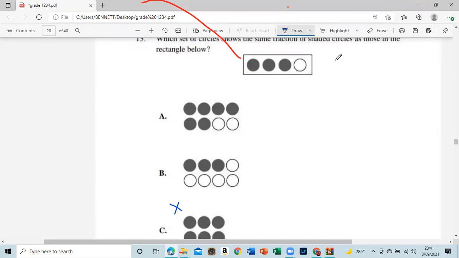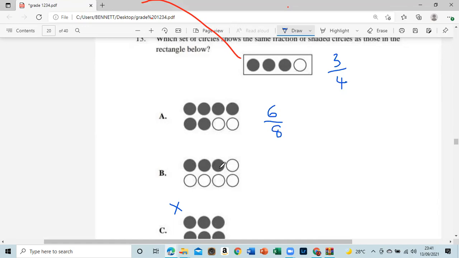All right, so let us see how many are shaded. 1, 2, 3. So 3 out of how many? 1, 2, 3, 4. All right, so let us look at this one now. Let's see how many shaded: 1, 2, 3, 4, 5, 6. Remember, I put how many shaded first? So it's 6 out of 1, 2, 3, 4, 5, 6, 7, 8. So it's 6 out of 8.